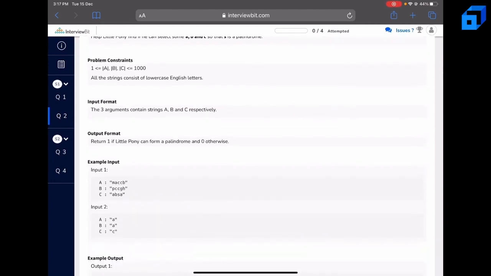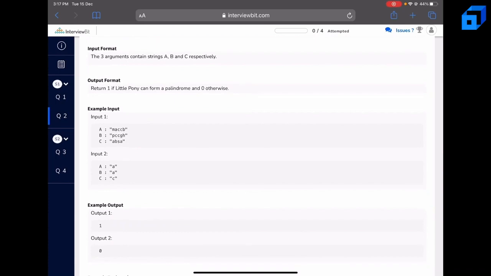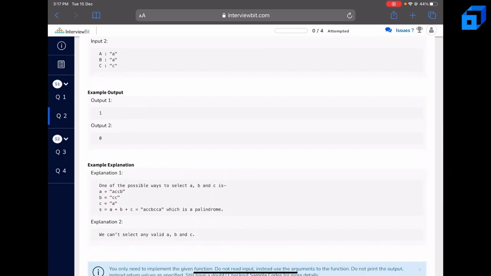Now the first case is A equal to MACCB, B is PCCGH and C is ABSA. Now there is a way to select a substring of A and a substring of B and a substring of C so that their concatenation is a palindrome. We can select A as ACCB, B as CC and C as A. Their concatenation will be ACCBCCA, which is a palindrome. In the second case, A is A, B is A and C is C. So since we need to select a non-empty substring, we only have one choice to select A and C, and their concatenation will be AAC, which is not a palindrome.